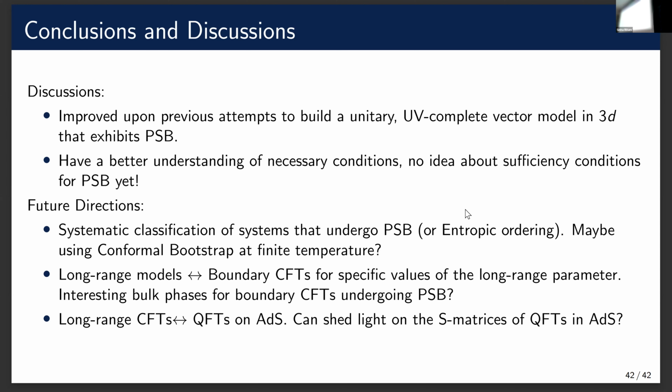One might wonder what interesting bulk phases it can correspond to if these theories are actually at the boundary of some bulk CFT. And finally, people are recently discussing QFTs on AdS and S matrices in these theories. Long-range conformal field theories actually are the theories that lie at the boundary of an AdS with a fixed background, because those theories don't have a stress tensor. The corresponding boundary theories don't have a stress tensor, and so a good question to ask is whether the S matrices of QFTs on these fixed AdS backgrounds, whether long-range models have something to say about these as well, and whether persistent symmetry breaking can have some manifestation in holography.